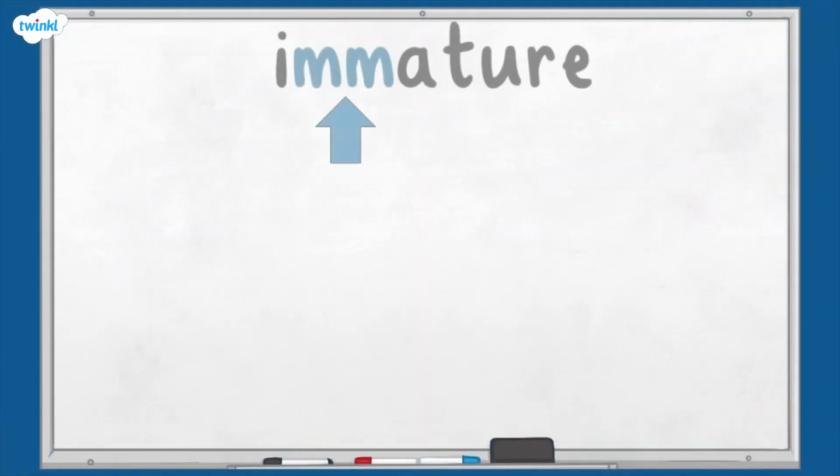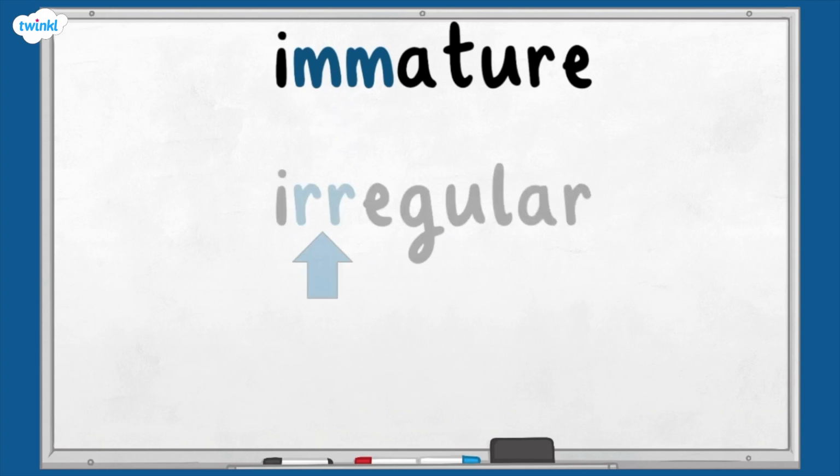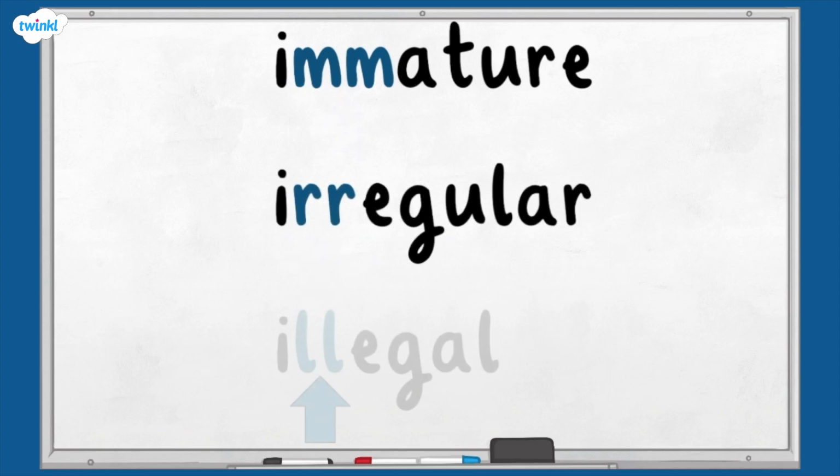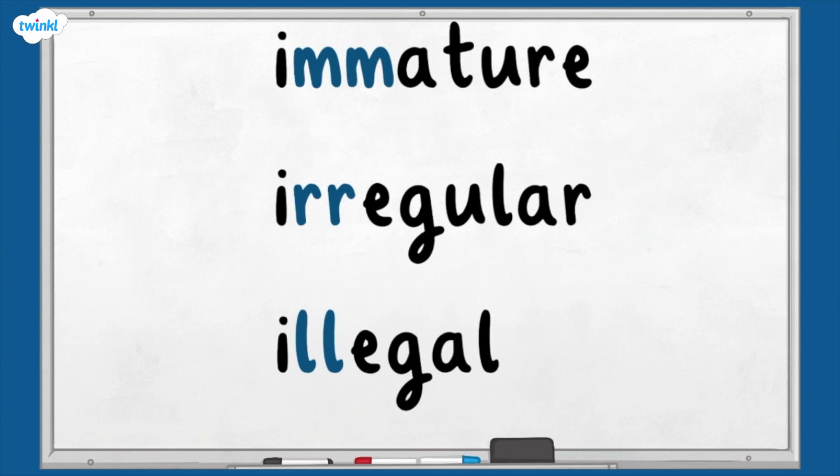It's important to remember that the spelling of a root word does not change when a prefix is added. Quite often, words that have prefixes added have a double letter like this: immature, irregular, illegal. It is useful to remember this as it can help you when spelling these words.